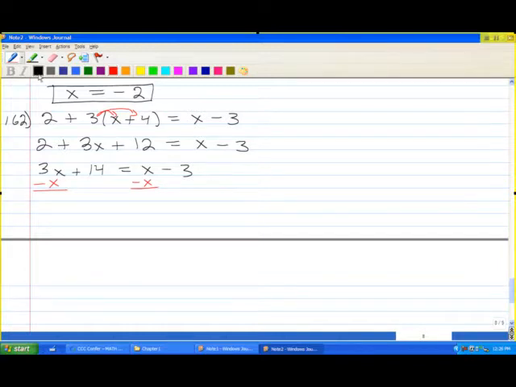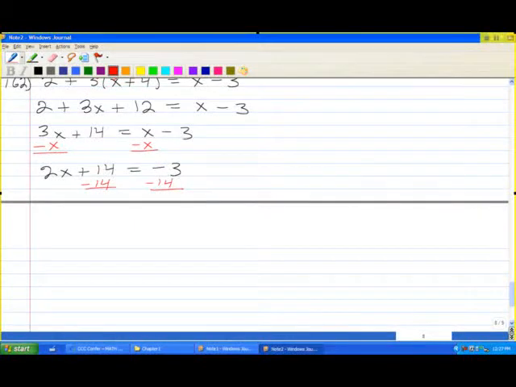And so 3x minus x is 2x. And the x's cancel, so negative 3. Let me try to isolate x on one side of my equation. So let's subtract 14 from both sides of my equation. And so I get 2x is equal to, well, the 14's cancel, negative 3 minus 14 is negative 17.